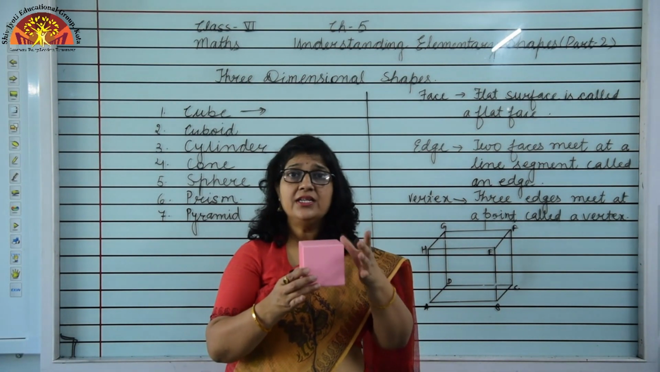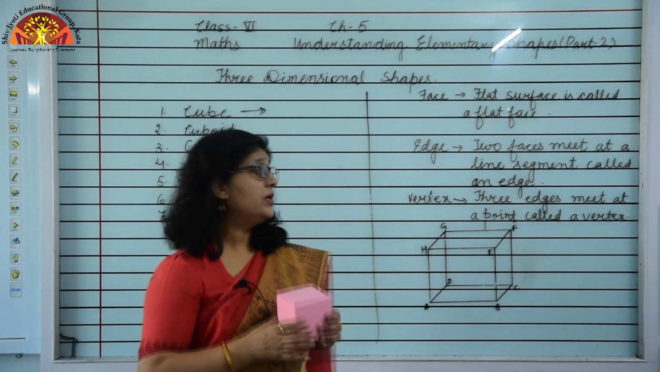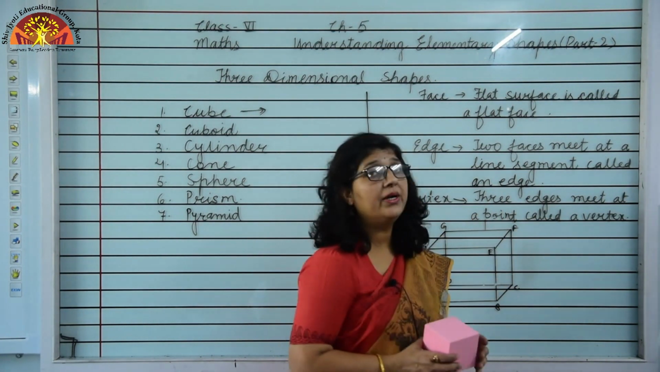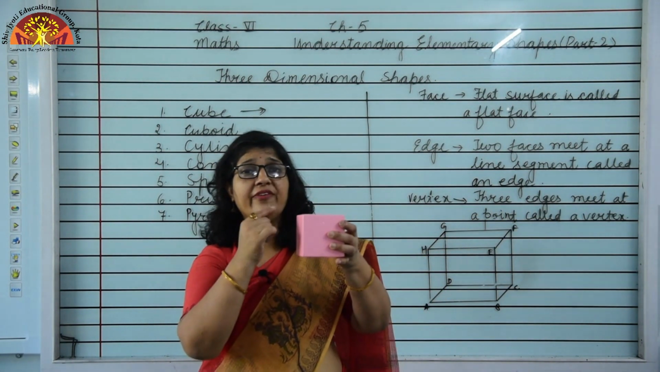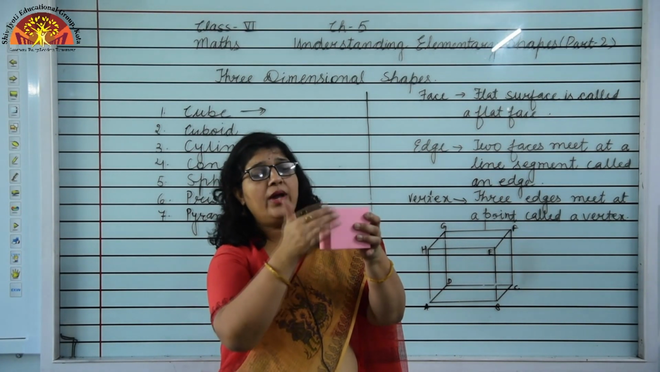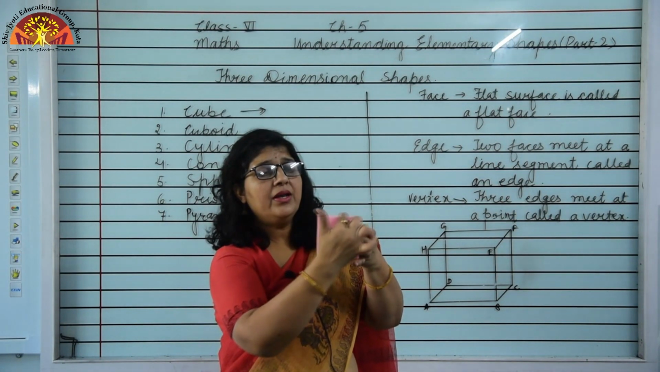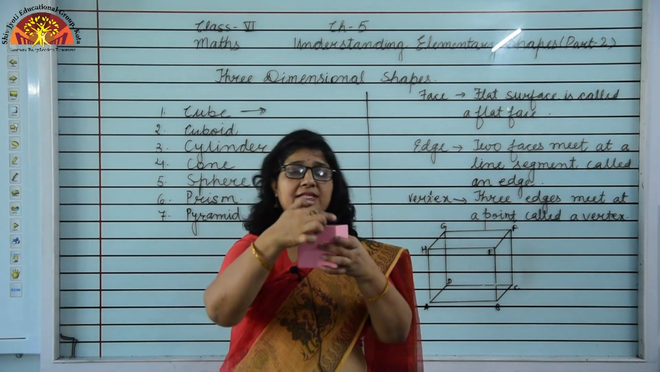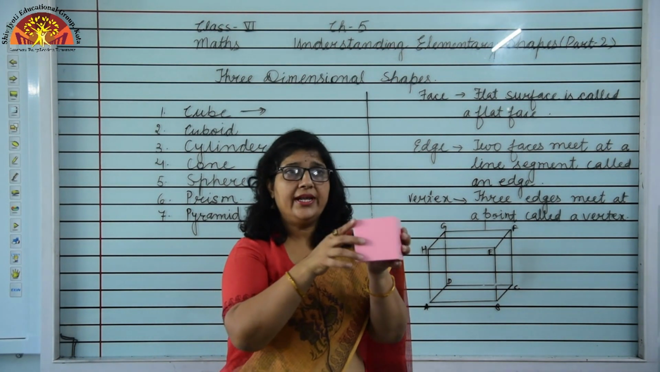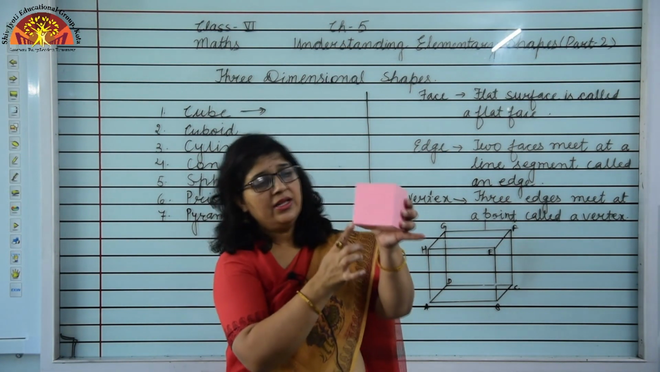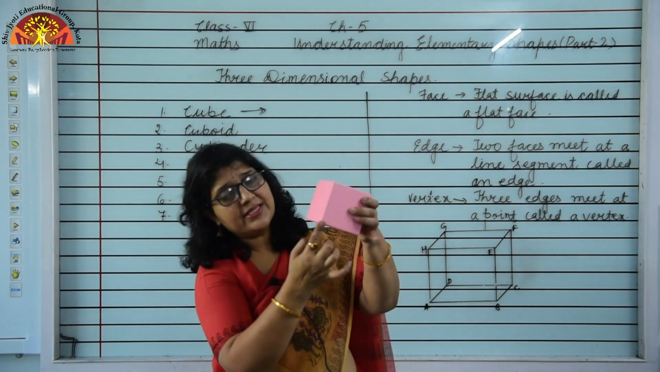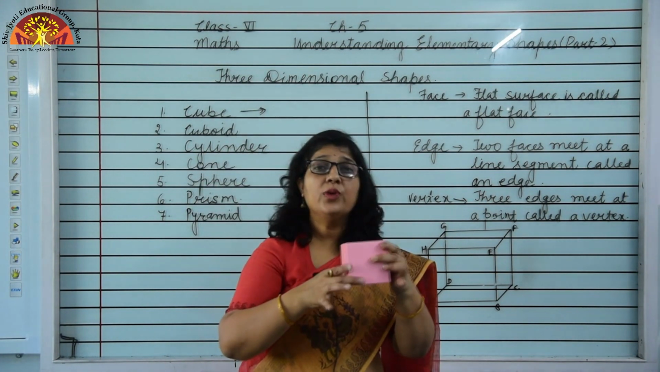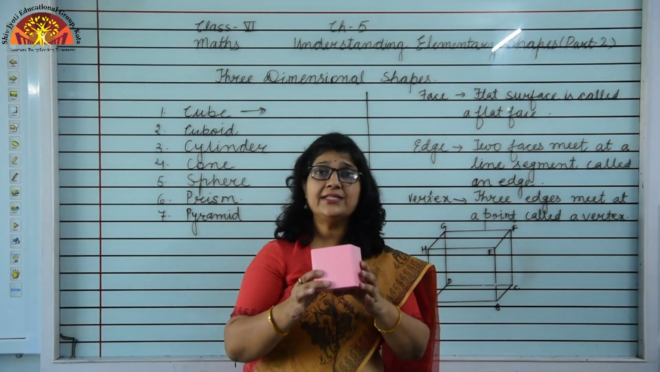12 edges, 6 faces, and what is the vertex? Vertex means 3 edges meet at a point called the vertex. So where do 3 edges meet? This is 1, 2, and 3. ये यहाँ पर 3 edges meet कर रही हैं. So this is called the vertex. This is also a vertex, this is also a vertex, this is also a vertex, this is also a vertex, and this is also a vertex. So in a cube, how many vertices are there?